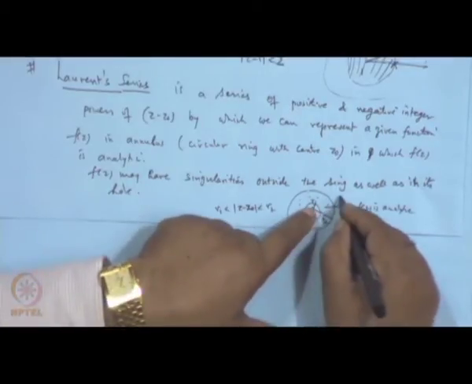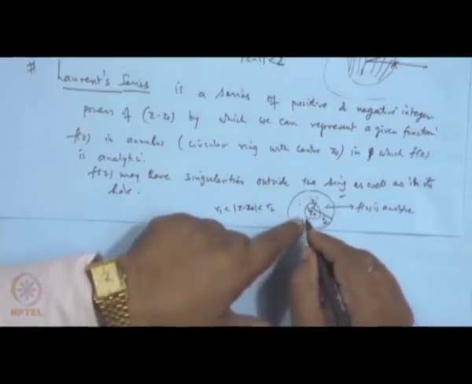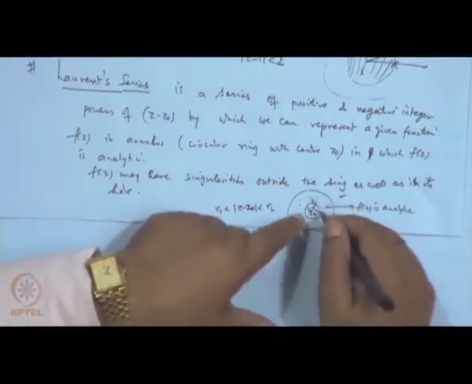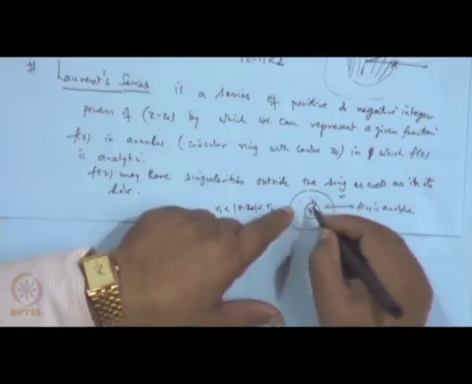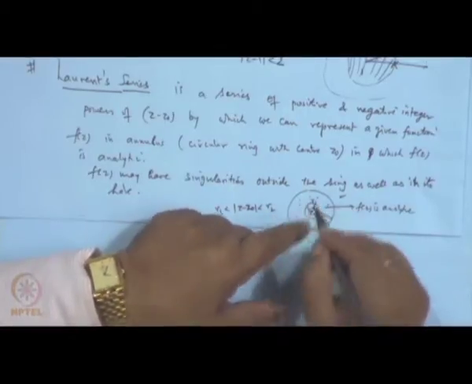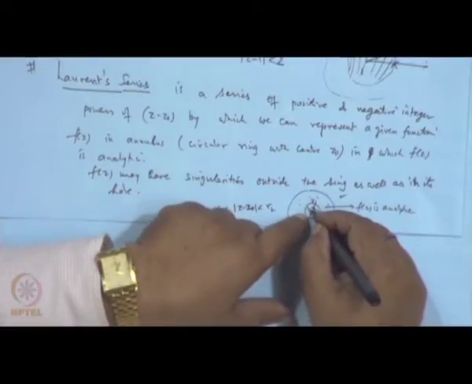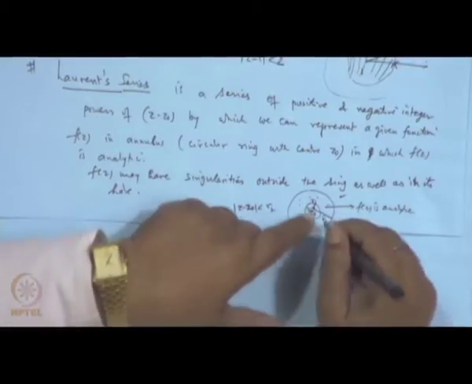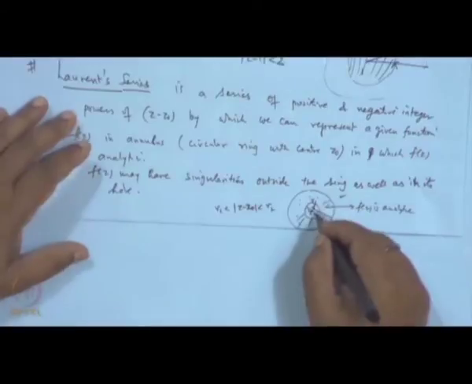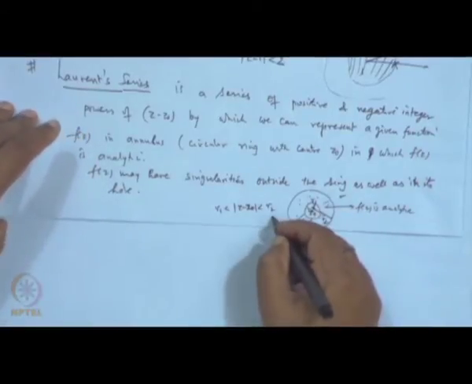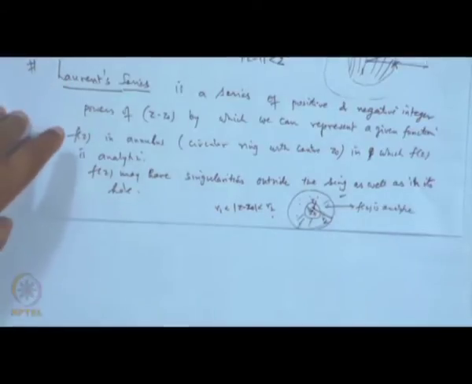Now, this function may have a singularity outside, and may also have some singularity here. We are not bothered; we are concerned only about the point z naught, whether the function is analytic or not. If the function is not analytic, it means it ceases to be analytic at this point, and that point is called a singular point. Once the function has a singular point, one can expand it in the form of a Laurent series in the annulus, in which the function will be analytic. That series will represent the function in this region. The result is given by Laurent and is known as the Laurent theorem.